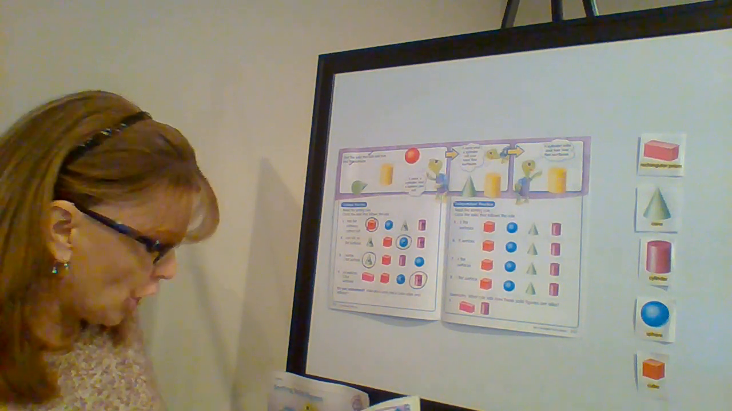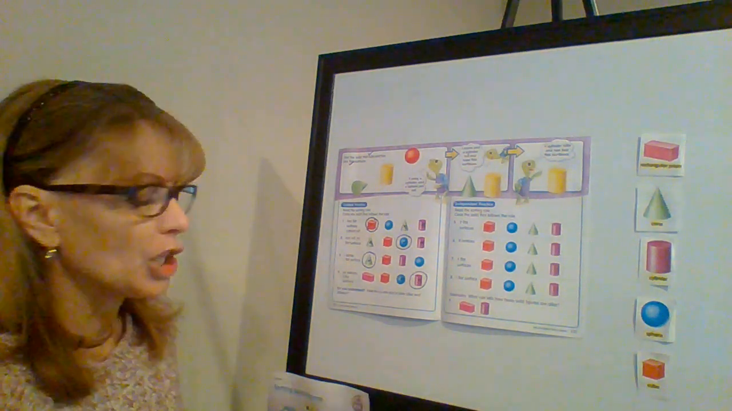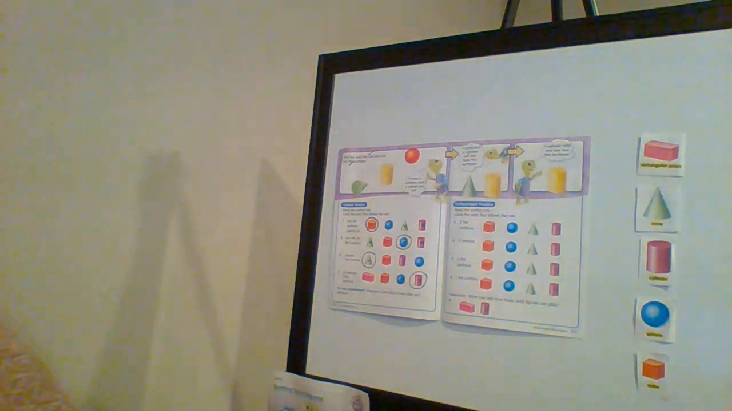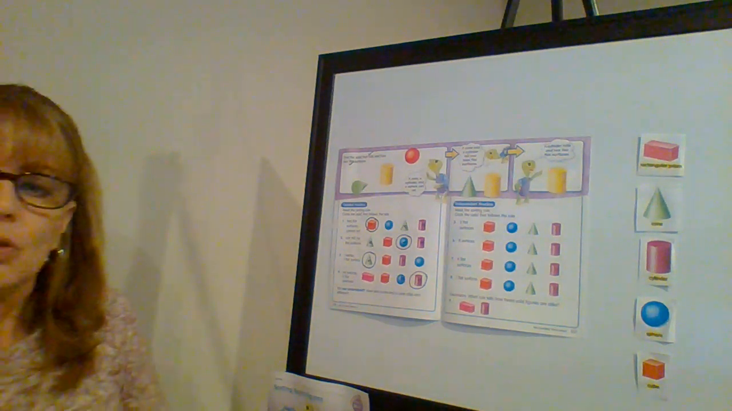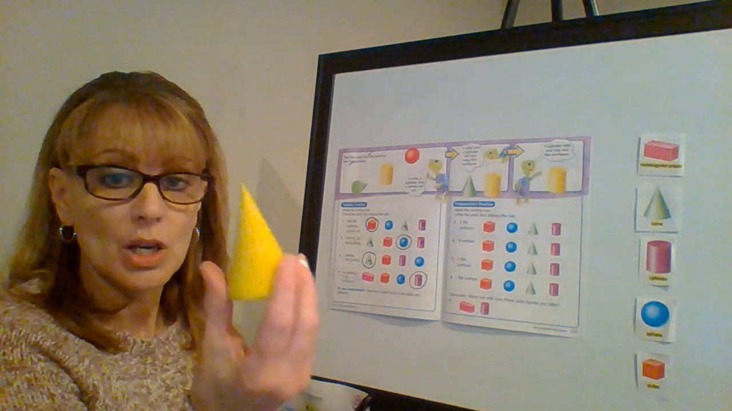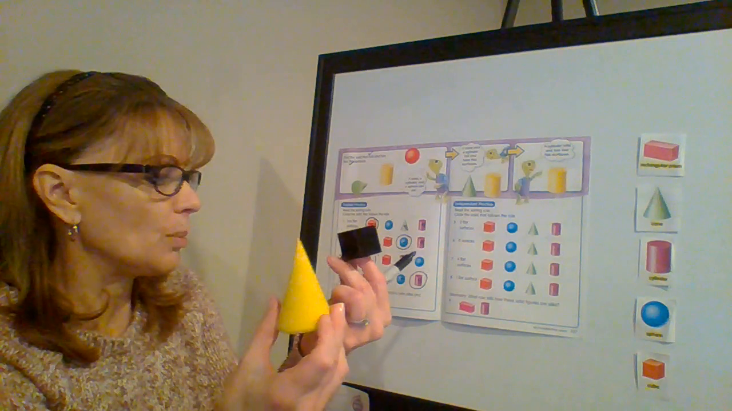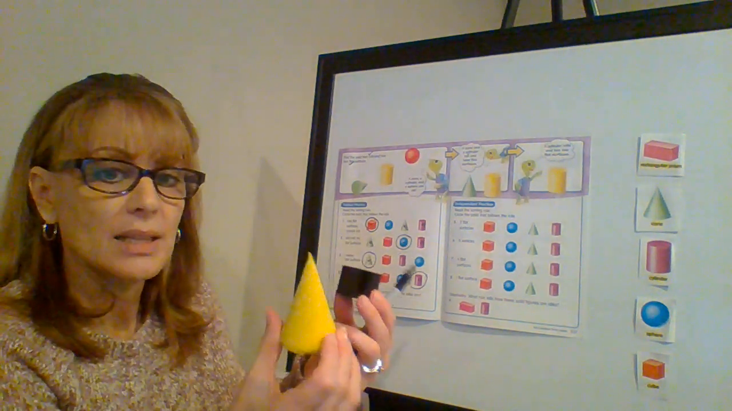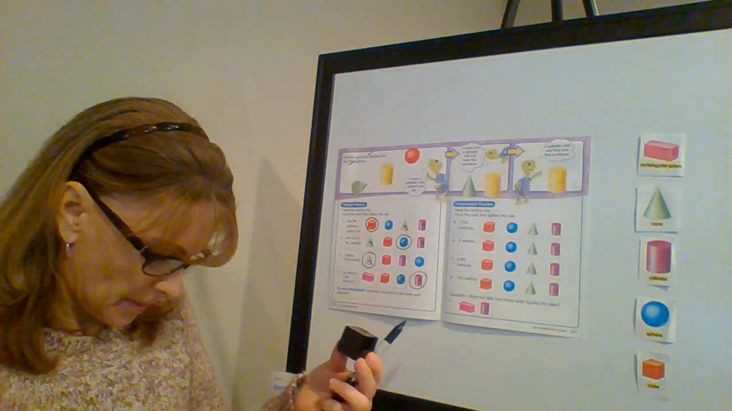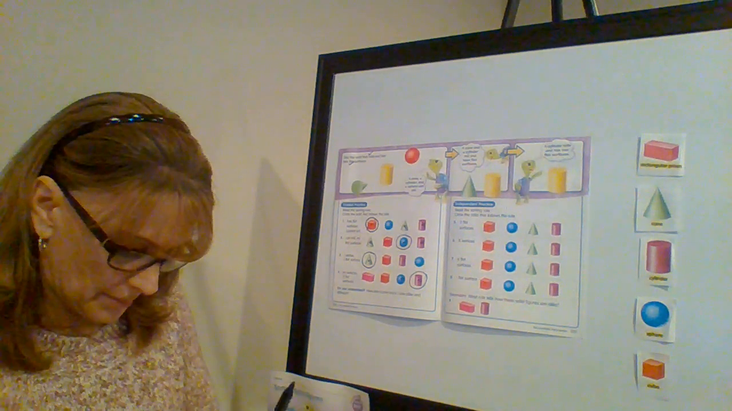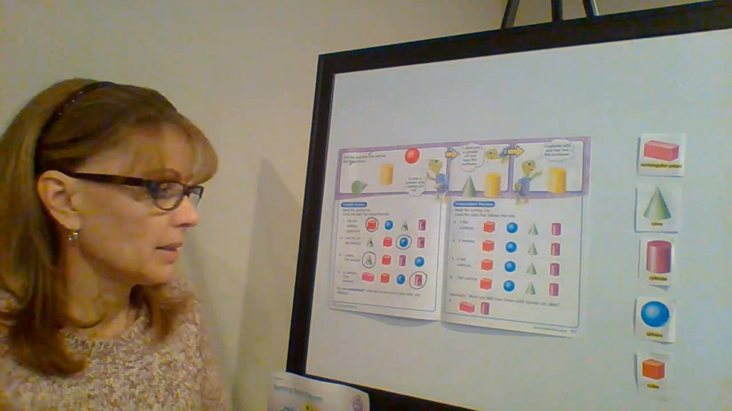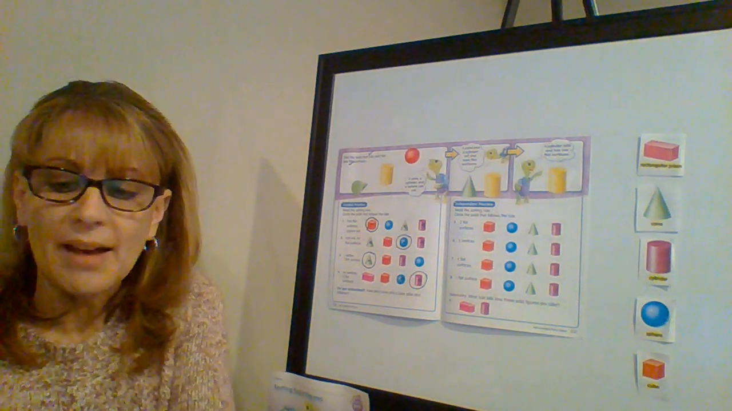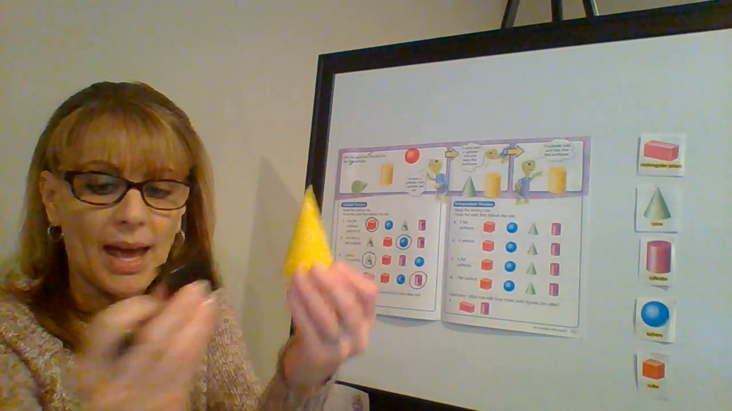How are a cone and a cube alike? So here is a cone, here is a cube. How are they alike? Think about that. What do they both have?